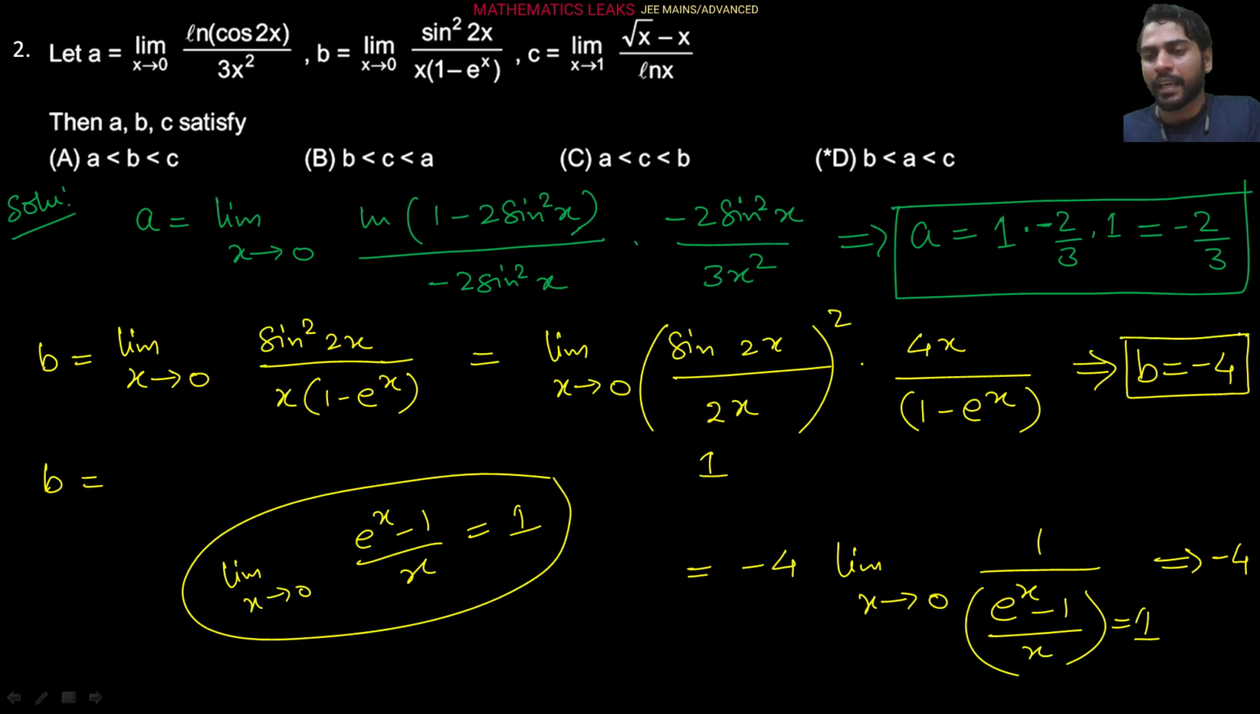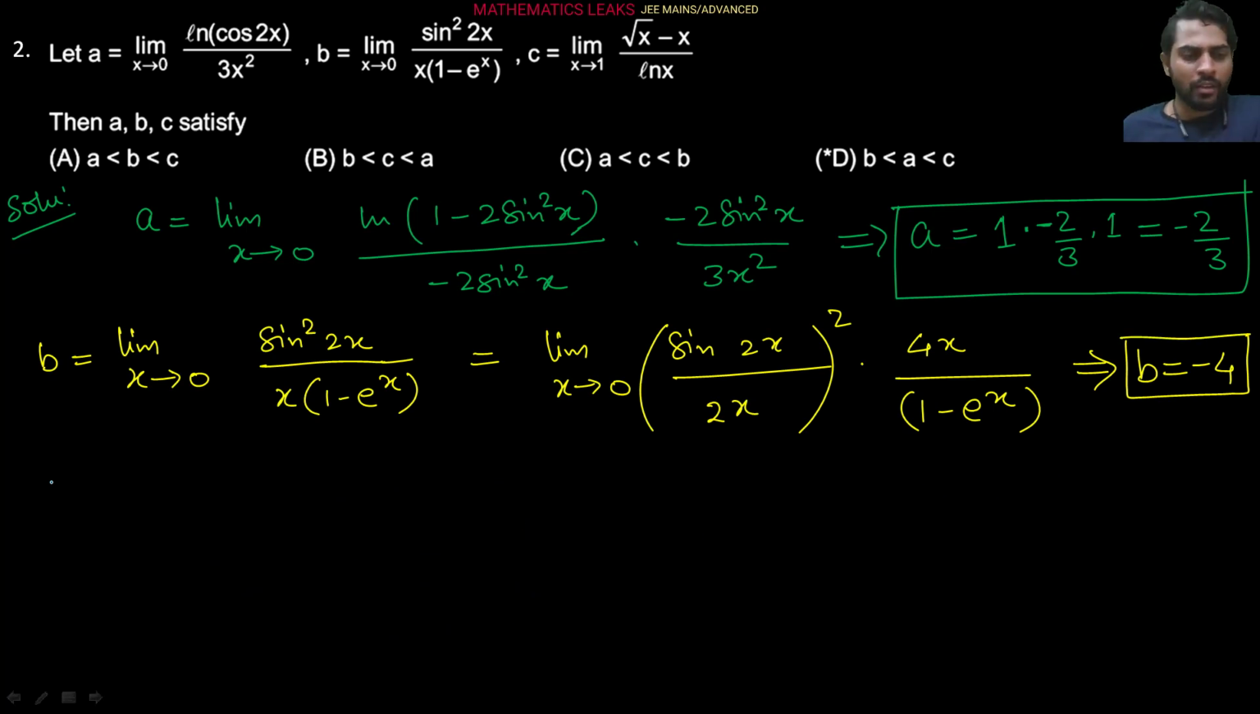That a value is minus 2 by 3, b value is minus 4. Now I am going to clean this, right? Now let's see the c part.